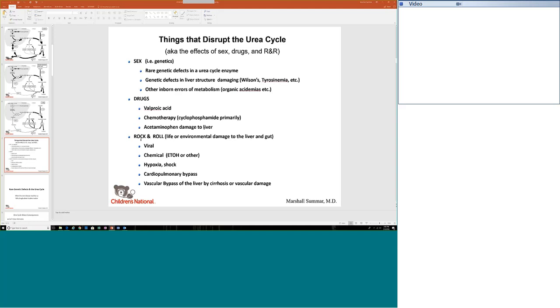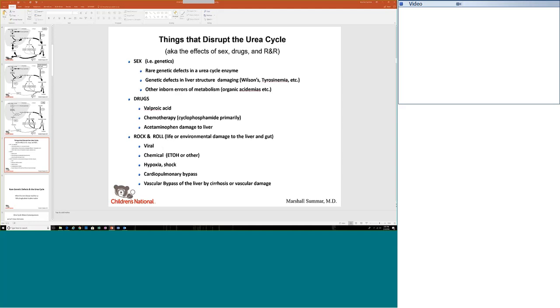And then rock and roll is my category for life and environmental damage to the liver and gut. Obviously, different viruses, the different hepatitises and others, neonatal herpes infections in the liver give you just massive toxicity to the liver. Chemicals, short-term and long-term ethanol damage to the liver, particularly with cirrhosis, things like that. Also, certain dry cleaning chemicals will also do that as well. Hypoxia and shock, so if you deprive the gut and the liver of blood flow, that will interfere with the cycle by both damaging the tissue, but also you're not delivering the precursor molecules to the pathway.